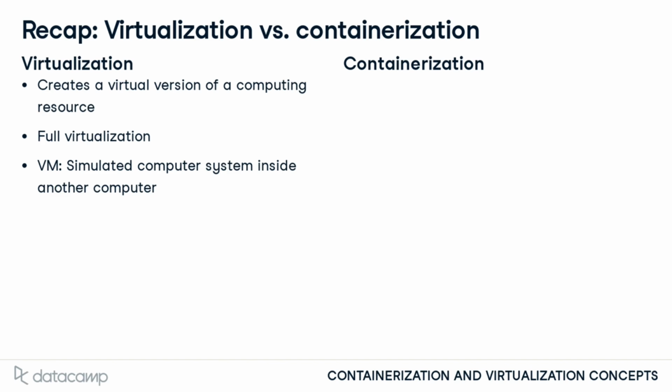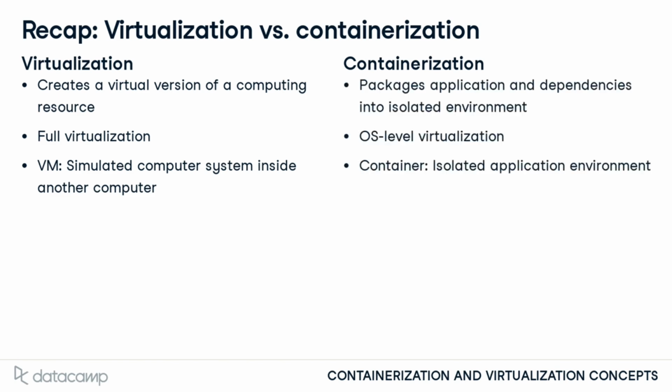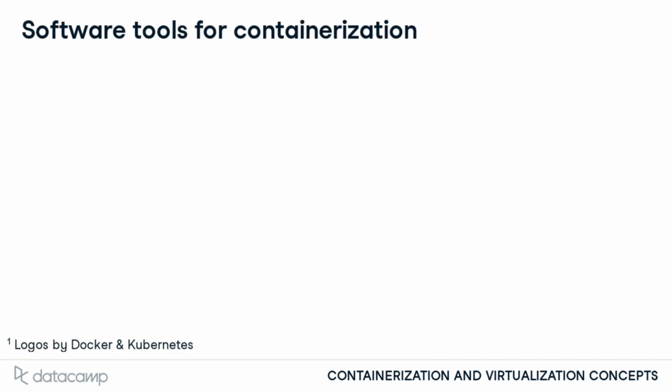Virtualization is the process of creating a virtual version of a computing resource. Full virtualization creates a virtual machine, a simulated computer system inside another computer. Containerization is virtualization at the OS level. It packages an application and its necessary dependencies into a container, an isolated environment with everything needed to run the application. There are several software tools available for both technologies.